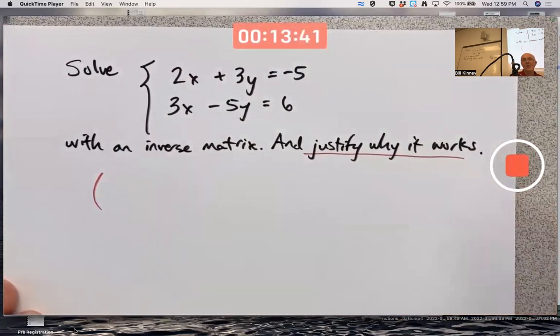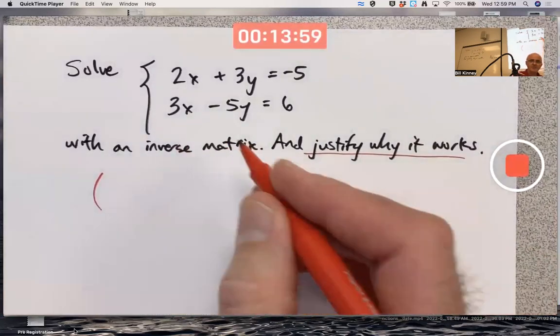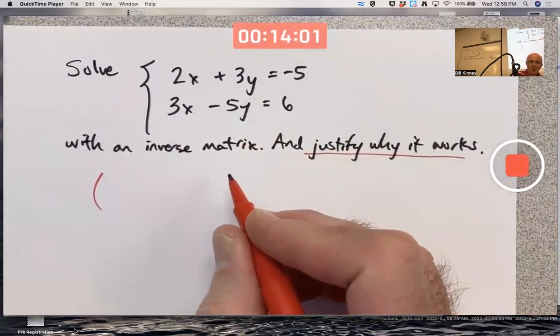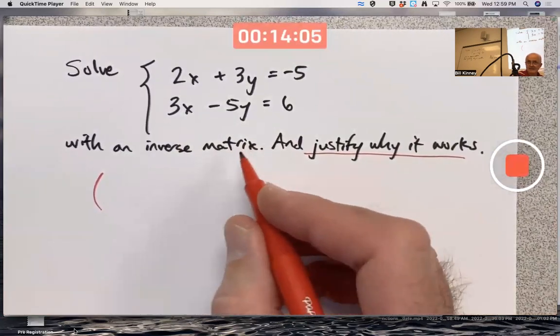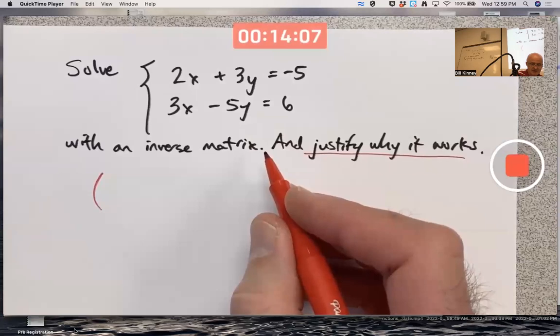One way we'll justify it is we'll think back to the definition of what it means to multiply a matrix times a vector that came up on exam 1, and I want to reemphasize it. And the other justification I'm going to give is a more abstract justification based on the equation AX equals B using matrices. So let's justify why we can first represent this system of equations as AX equals B.